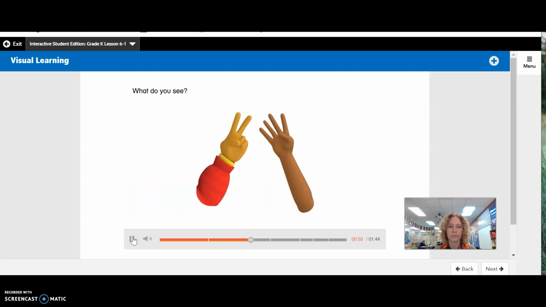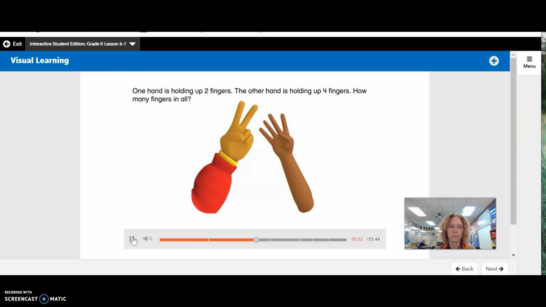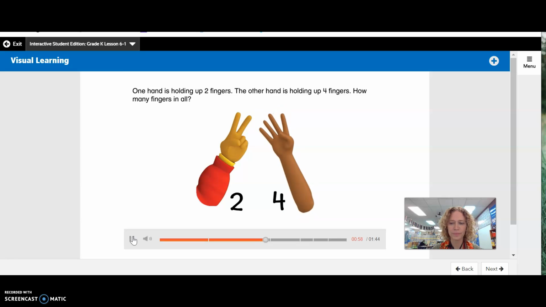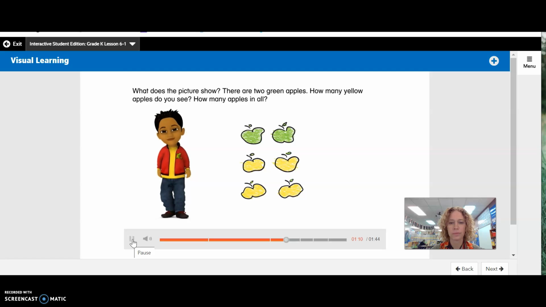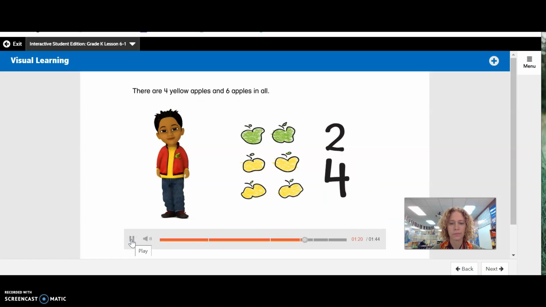What do you see? One hand is holding up 2 fingers. The other hand is holding up 4 fingers. How many fingers in all? There are 6 in all. What does the picture show? There are 2 green apples. How many yellow apples do you see? How many apples in all? There are 4 yellow apples and 6 apples in all.